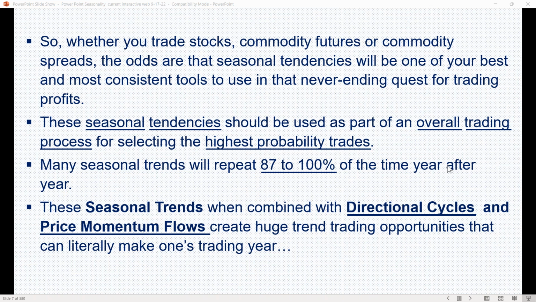Now, many seasonal trends will repeat 87 to 100% of the time, year after year, and I'll get into some statistics on it. You'll be pretty amazed. But sometimes the trends don't happen, right? Different things affect the market. So one year maybe it won't happen, or it happens but it's very short term, and maybe the cycle comes in at a little bit different time. So that's why you need to have this as part of a trading process, not just exclusively.